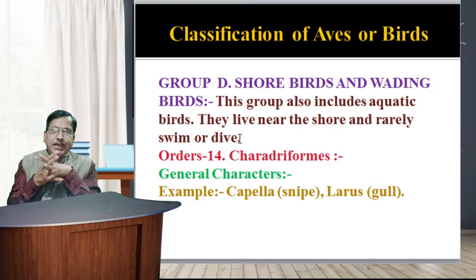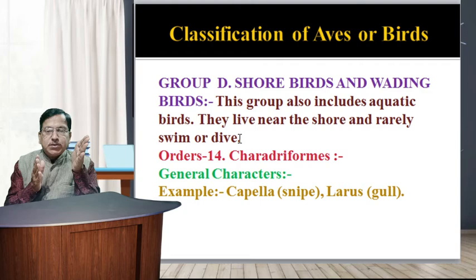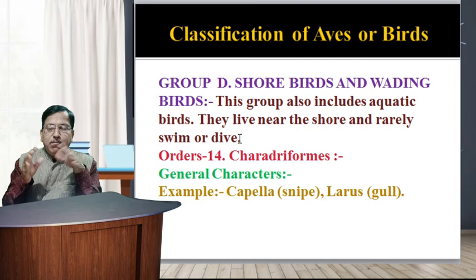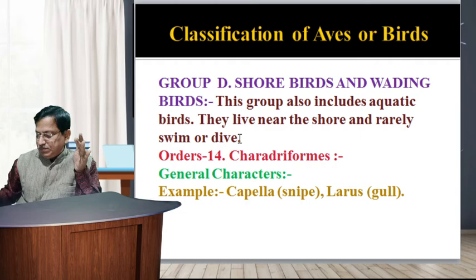In this animal group, orders 14, 15 and 16 are included. Three orders are included. Order 14 is the Charadriiformes. The characteristic features of this order are: legs long and slender, toes webbed, beak mud probing, feathers dense and firm. Examples are lapwings, snipes, plovers.